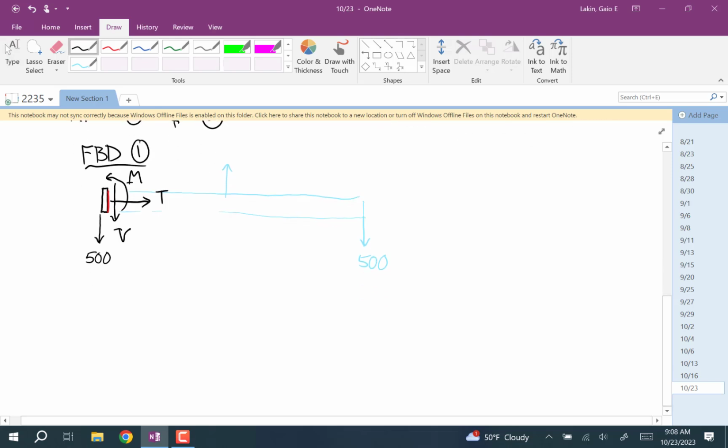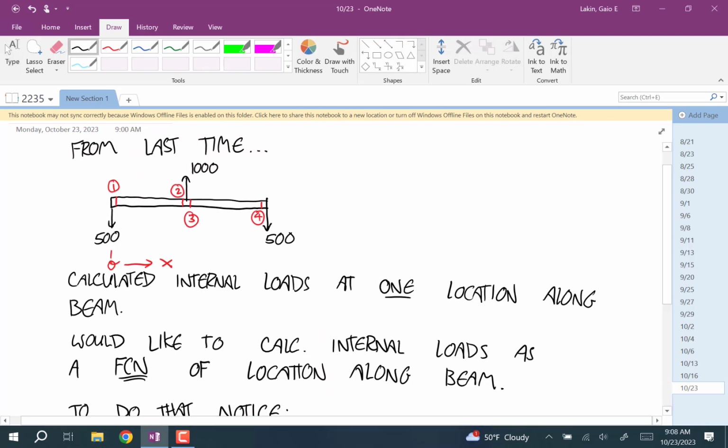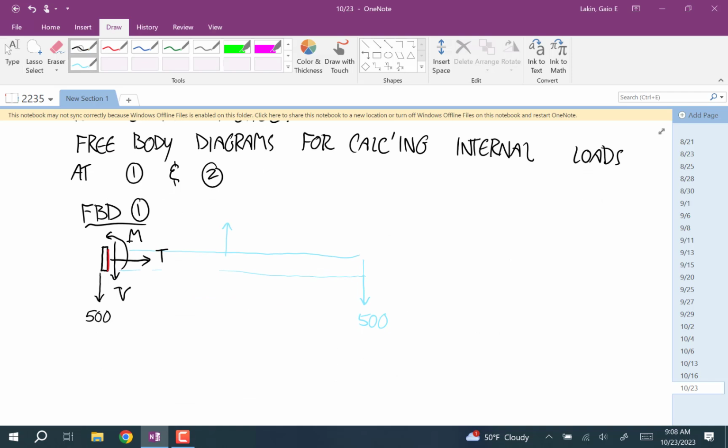Okay, so there's our free body diagram for that. That's for this little sliver. Now let's draw a free body diagram at 2.